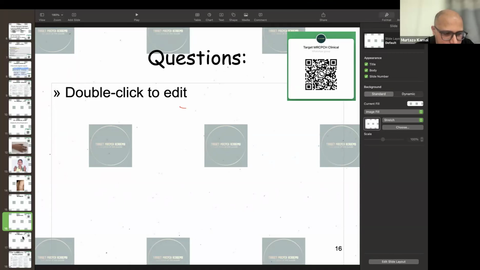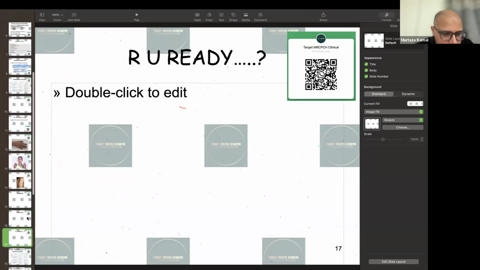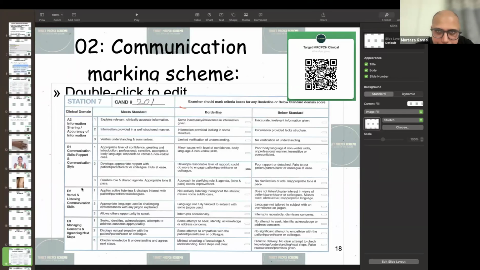So let's move on to the second case scenario. This is a communication scenario. Who would like to take this? Any volunteers? Those who are going for the exam in the next one or two months?